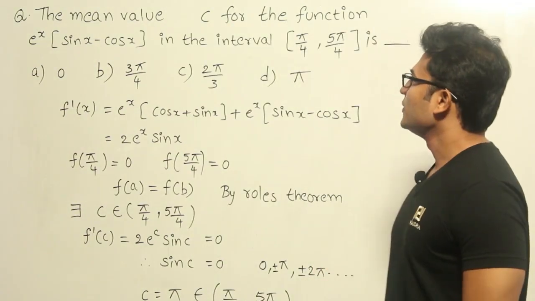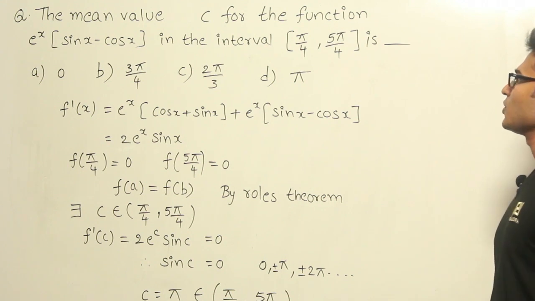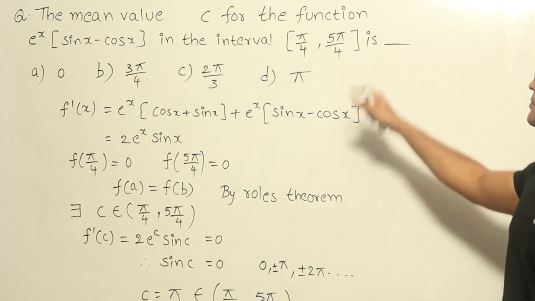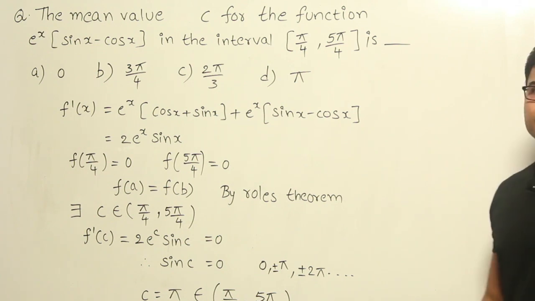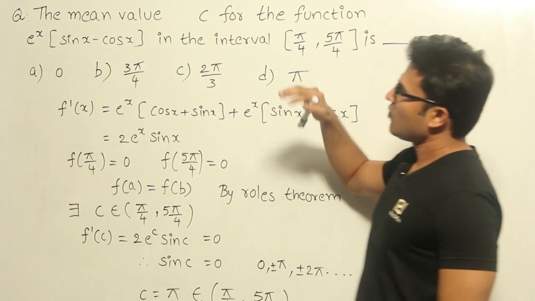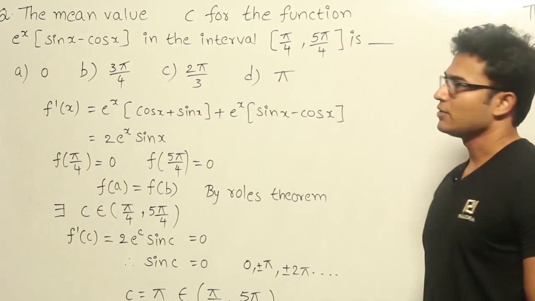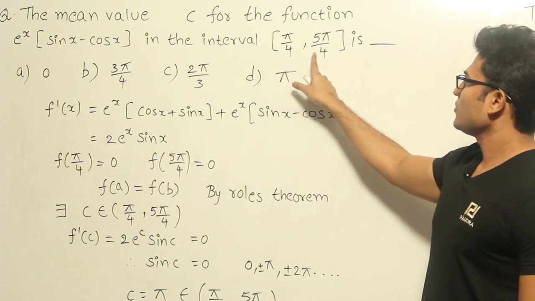Let's see this question. The mean value c for the function e power x into sin x minus cos x in the interval pi by 4 comma 5 pi by 4 is. So they are saying that there is a function, and this is the function they are saying, and now they want us to find out the mean value for the function, right? So now if you look at the range, it is pi by 4 and 5 pi by 4.